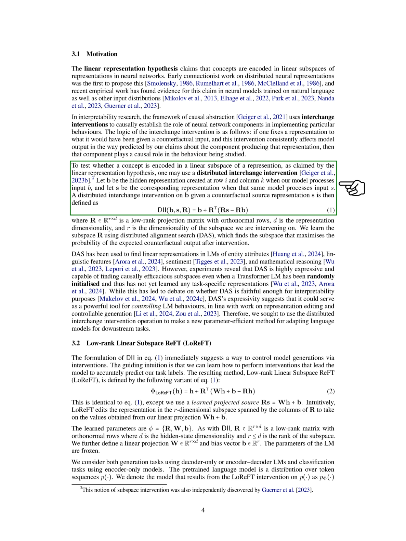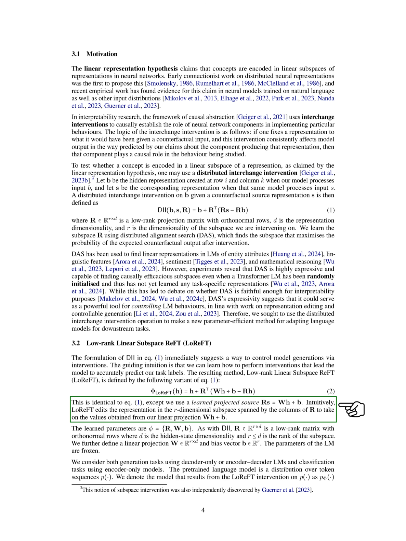representations in neural networks. By using interventions and causal abstraction, we can establish the role of neural network components in implementing specific behaviors. A distributed interchange intervention involves manipulating representations to test if a concept is encoded in a linear subspace. This intervention is defined using a low-rank projection matrix to find linear representations in LMs. We introduce Low-rank Linear Subspace ReFT, LoReFT, as a method to control model generations through interventions.